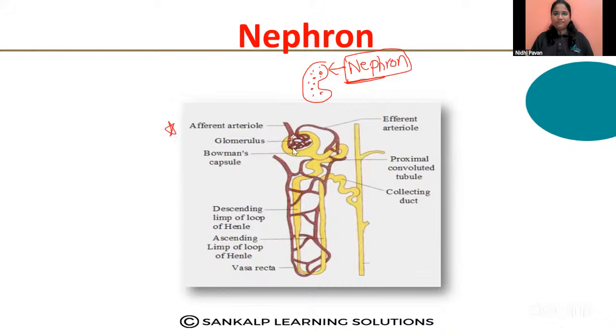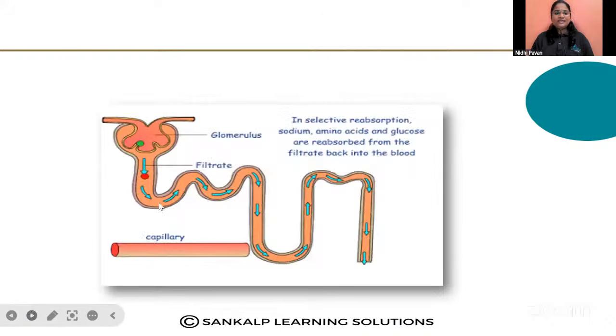These are nothing but places where exchange of substances takes place. The glomerulus will have the blood vessels. This is the structure of the nephron. Next, see here in selective reabsorption, sodium, amino acids and glucose are reabsorbed from the filtrate back into the blood. So here you can see the glomerulus. In the glomerulus, reabsorption takes place.